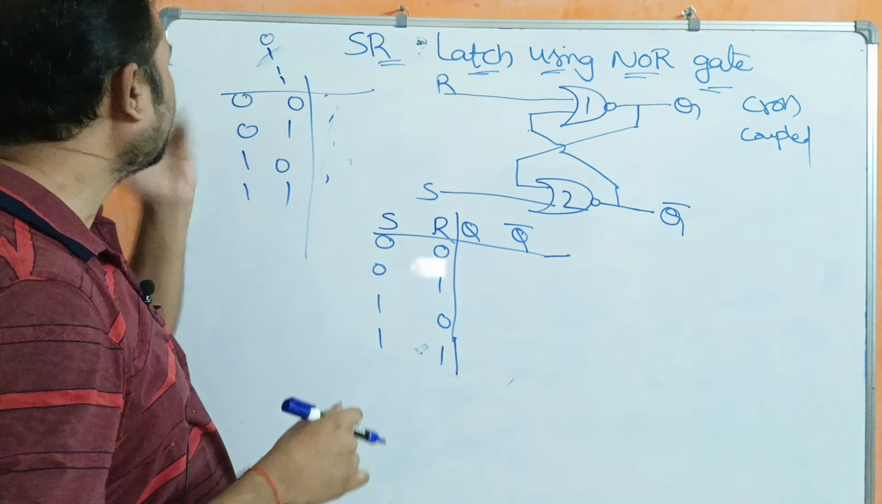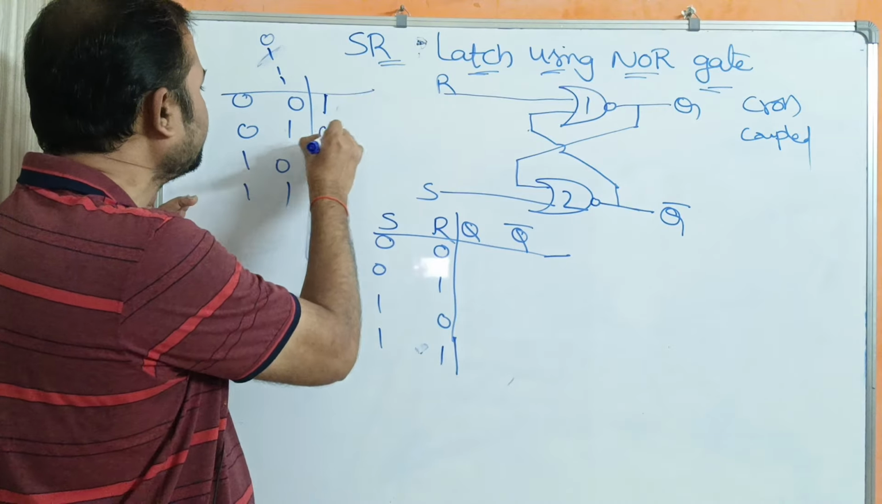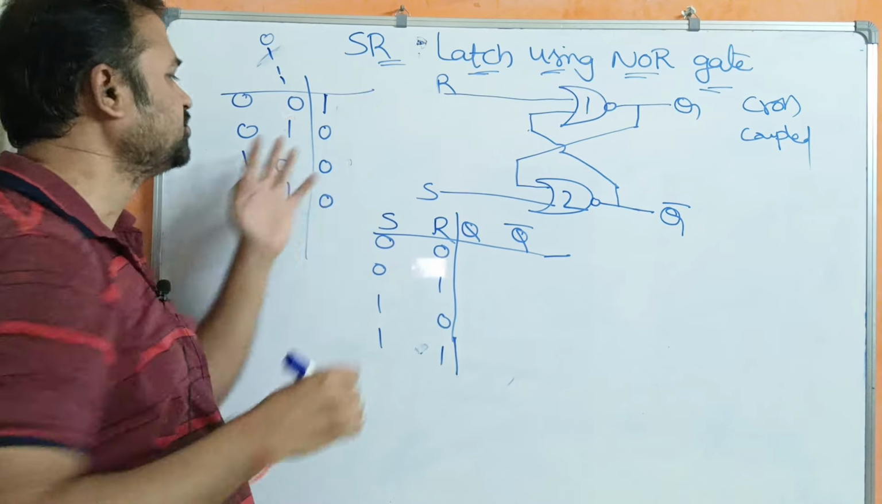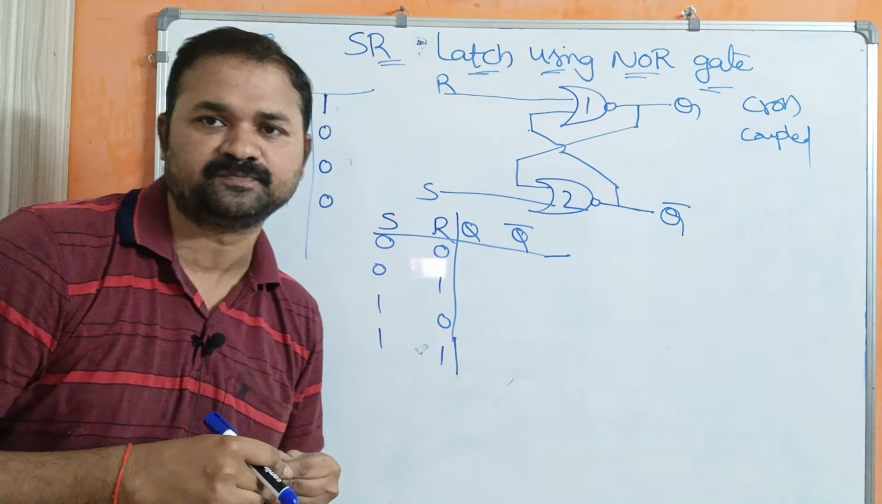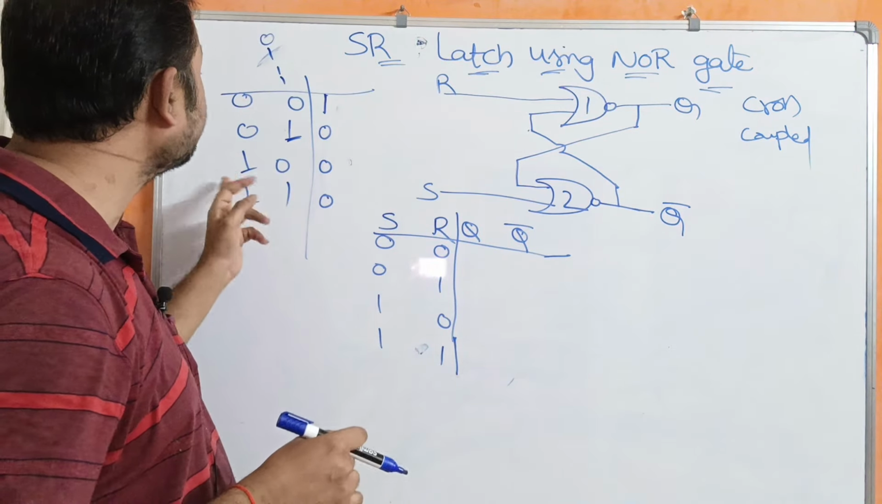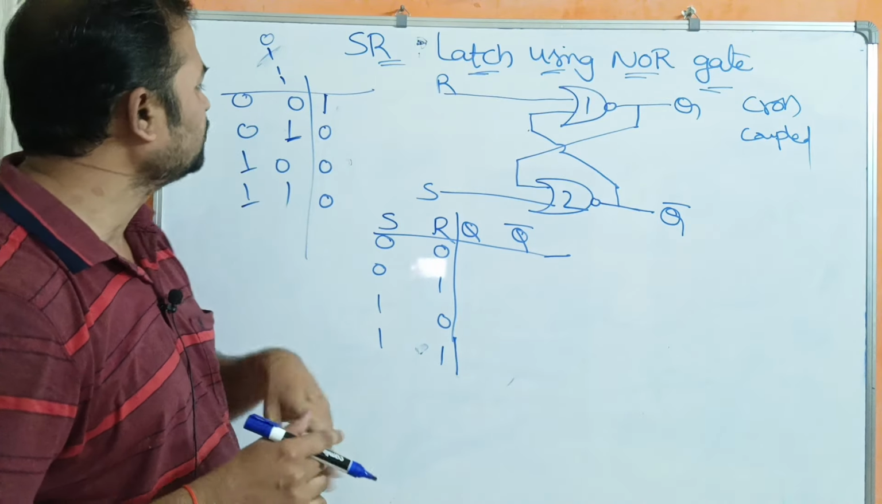So what is NOR gate? NOR gate means 0 will be converted to 1, and in the remaining 3 scenarios, zeros. So 1 triple 0. The point is, if one of the inputs is 1, then the output is 0. Whereas if both the inputs are 0, then the output is 1.